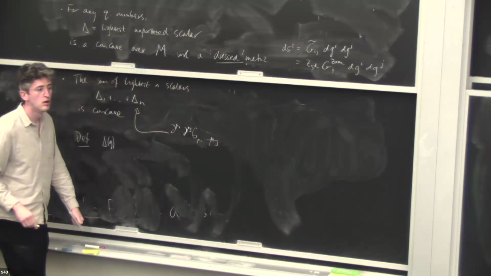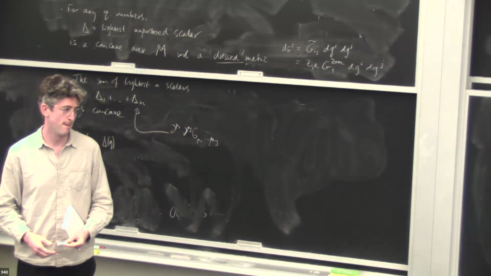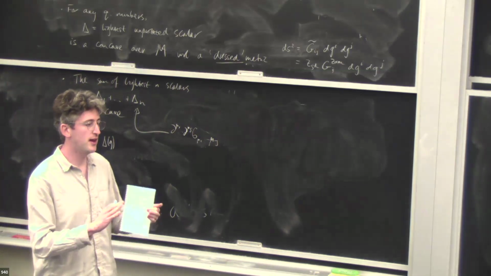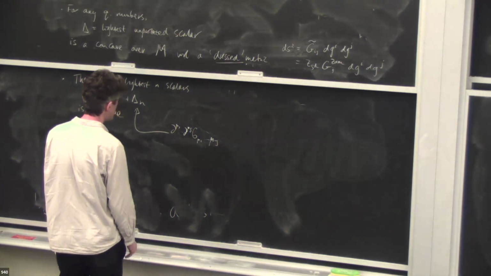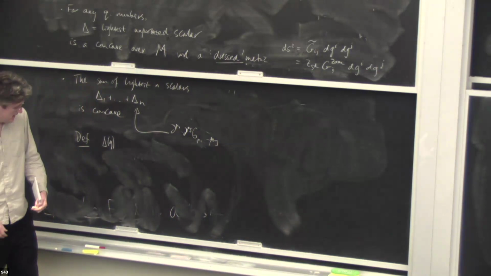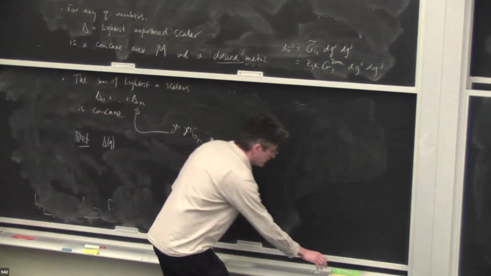Sorry, just, is your conformal manifold a manifold, or can it have singularities? You can have singularities, but what I'm saying is true away from the singularities. This is really a local statement. And indeed, something singular can happen at a singularity.